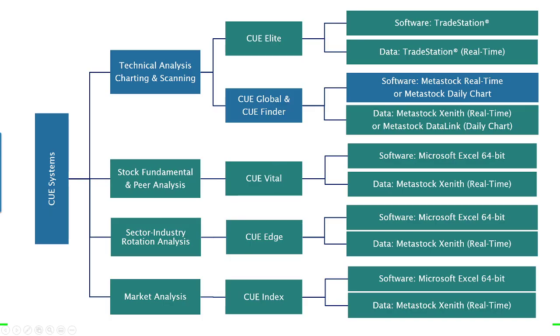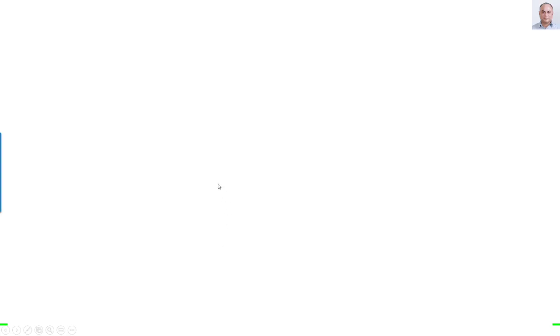This is a live market review. I am going to use Q Global for technical analysis. I may use Q Finder to identify trade setups, also part of the technical analysis. Then I will use Q Vital for fundamental and peer analysis, Q Edge for sector industry rotation analysis, and also Q Index for market and index analysis. That was the last slide of my presentation. Let me continue with the live system.